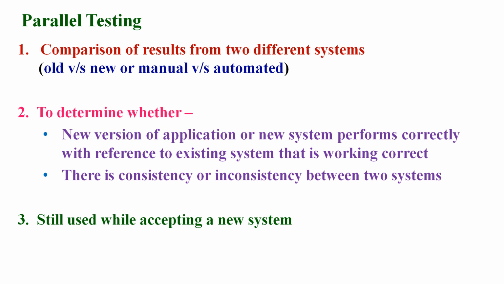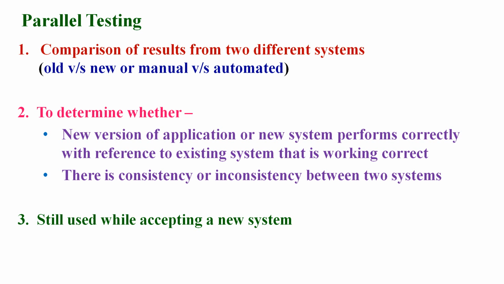So the project or the product which is already in the market, which is already in usage, is called the existing system, which is called the old system or older version. Now, for what purpose will this parallel testing be done? To determine whether the new version of the application or the new system performs correctly with reference to the existing system that is working correctly. This is the main objective of parallel testing.